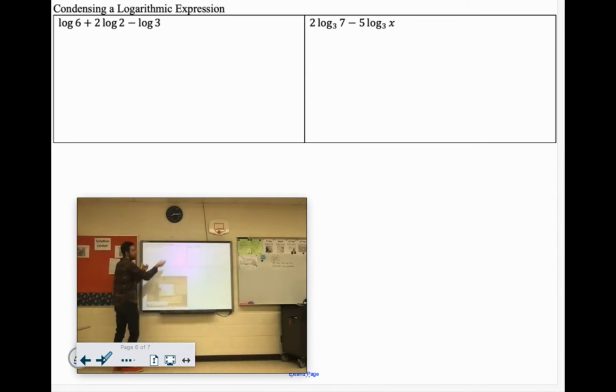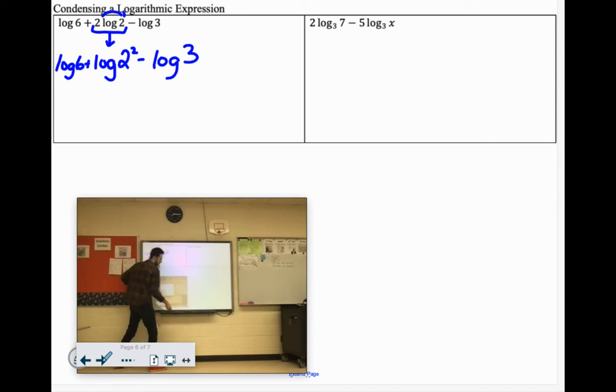Now these all have the same bases, so we're able to just start mushing them together. Now here, I see it's being added, so, well, actually before we do that, I see this 2 log 2. I'm going to take that 2 and rewrite it as the exponent on the 2. So I'm going to rewrite this as log 2 to the second. So let me bring down the rest of my stuff here. All right, so we're going to be able to condense all this stuff together.